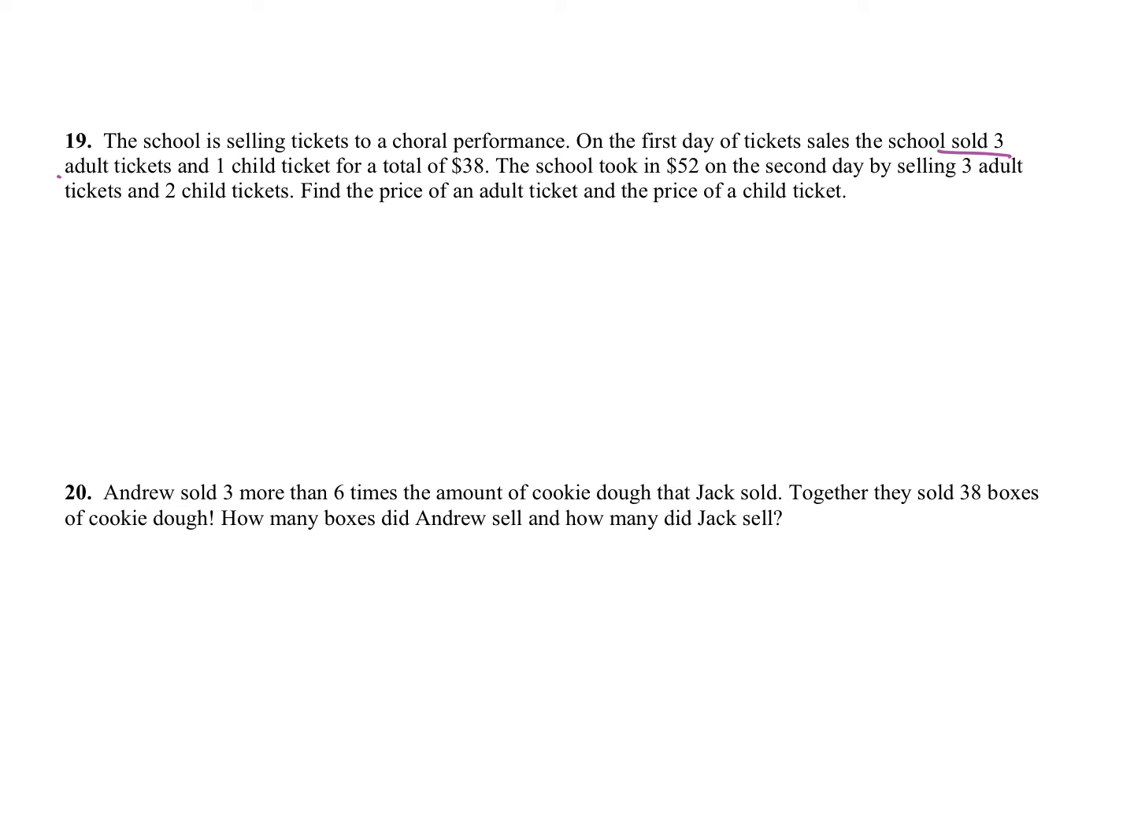What's this one going to look like? And I would use A and C. Nobody? 3a plus c equals 38. Yeah, 3a plus 1c, so you can just write that as c, equals 38. Okay, the second one, $52 for 3 adults and 2 children, so 3a plus 2c equals 52.